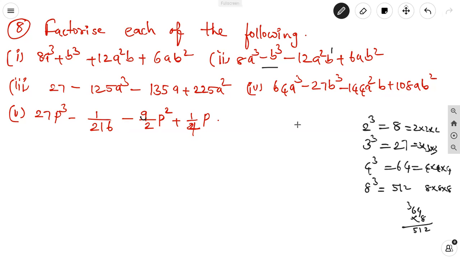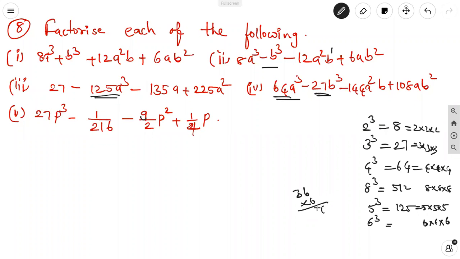Here 216 is there. Here 64 is there. 64 means we can write it as 4 cube. 27 means 3 cube. And 125 is nothing but 5 cube. 5 cube equals 5 5s are 25, 25 5s are 125. This is 5 into 5 into 5. Next, 6 cube. 6 6s are 36, 36 6s are 216.